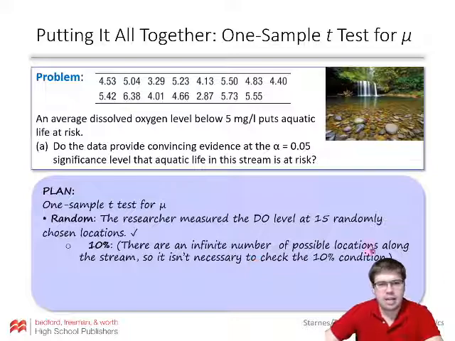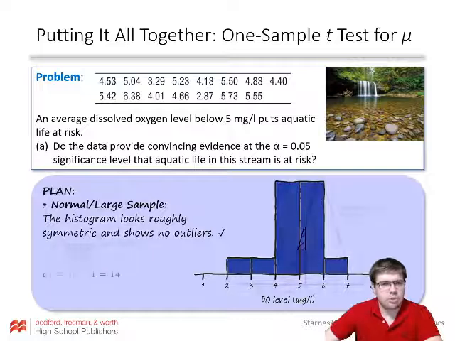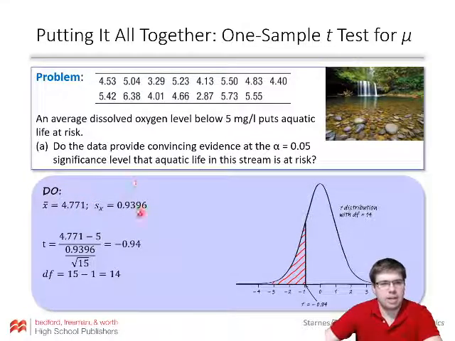condition. And then the normal / large counts condition, we're going to have to look at our data, and so they did a little histogram here, and it looks good. That's roughly symmetric, no major skew or outliers. So then we actually do this thing. We have to calculate X bar and S by typing in that data into our calculator and running one variable statistics. X bar minus the mu naught is 5 there, divided by our sample standard deviation over the square root of the sample size. And so that will give us our t-test statistic.